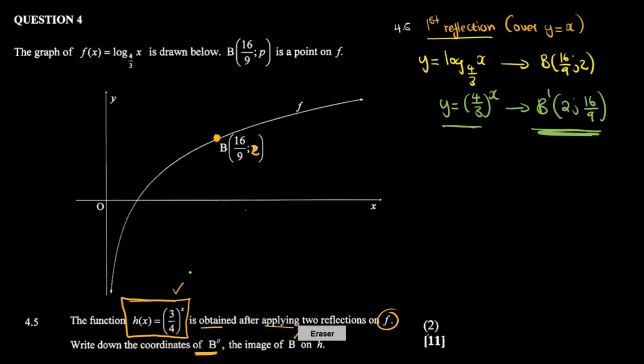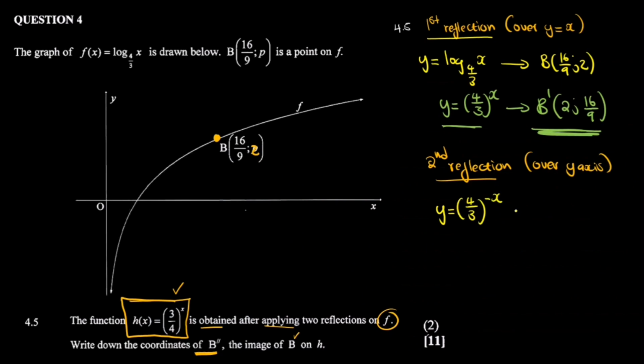Now, because I'm still not having the final graph, I must apply the second reflection. Remember, we get it after applying two reflections on this graph. I've applied the first reflection and got this graph, so I must take this graph and reflect it again. Now I'm going to reflect over the y axis. Remember, if you reflect something over the y axis, you're basically making x negative. So I'm going to have y equals 4/3 to the exponent negative x.